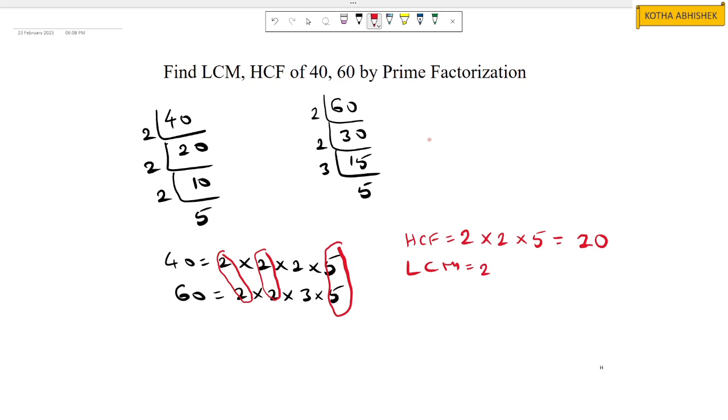First write the common numbers 2 into 2 into 5, and whatever the extra numbers are, write all those also. Here 2 is extra, here 3 is extra, so write those two numbers also. 2 into 3, which equals: 2 2s are 4, 4 5s are 20, 2 2s are 40, 4 3s are 120. So the LCM is 120 and HCF is 20.